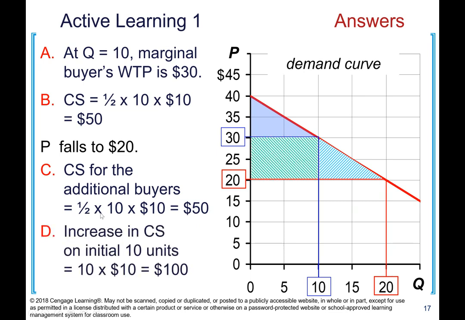That's number C. Number D, increase in consumer surplus on initial 10 units is equal to 10 times 10, which is equal to 100.